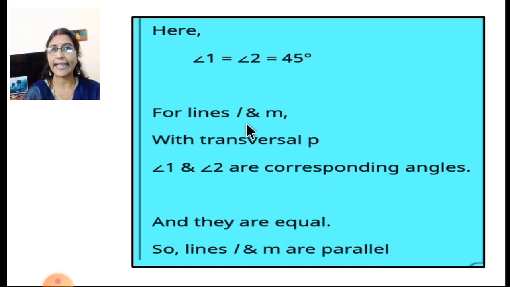Now for lines L and M with transversal P, angle 1 and angle 2, just now we have seen they are corresponding angles. We saw both the angles are corresponding angles and they are equal. We can see they measure the same, that is 45 degrees. So they are equal. So when they measure equal, then the lines are parallel. So lines L and M are parallel.